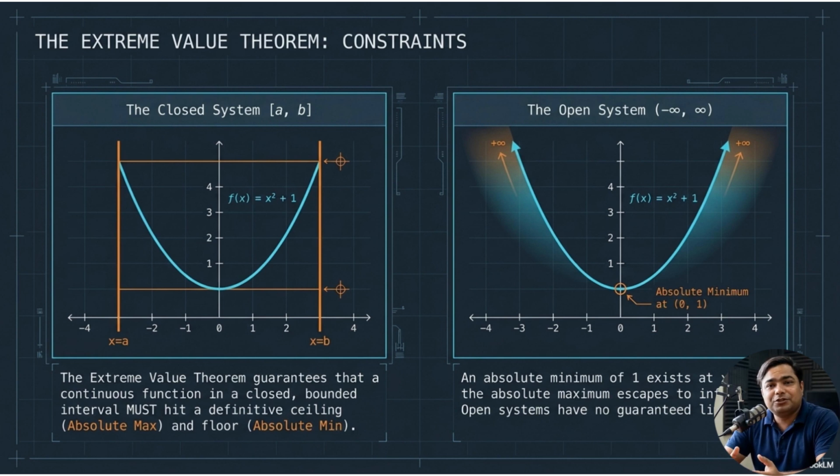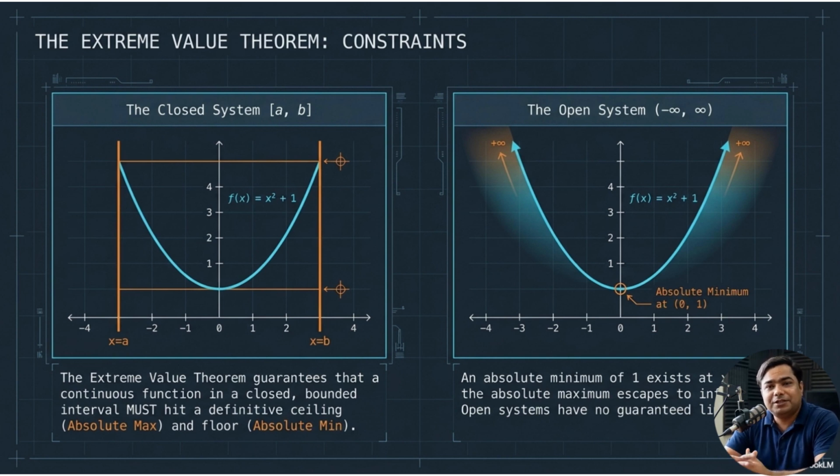Now we discuss the extreme value theorem. This theorem tells us when absolute maximum and absolute minimum values are guaranteed to exist. If a function is continuous on a closed and bounded interval, then it must have both an absolute maximum and an absolute minimum. Closed means the endpoints are included. Bounded means the interval has a finite beginning and ending, such as from a to b.